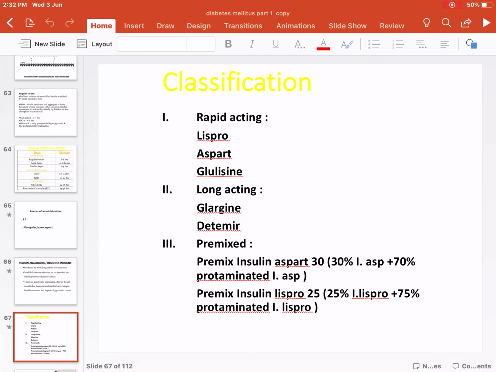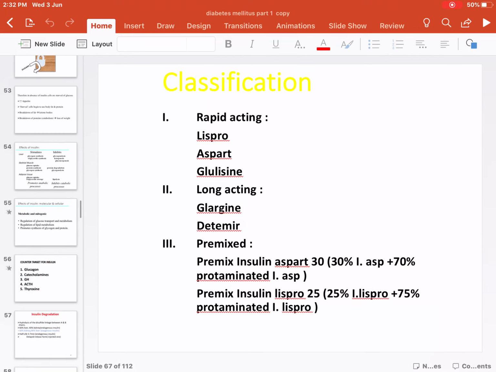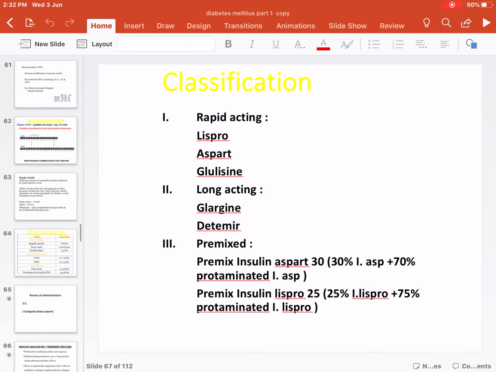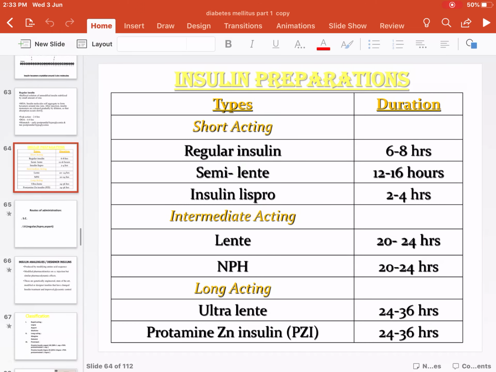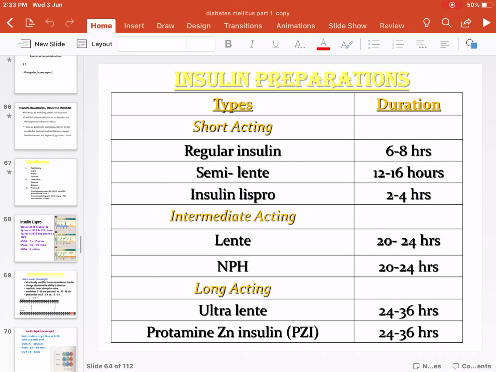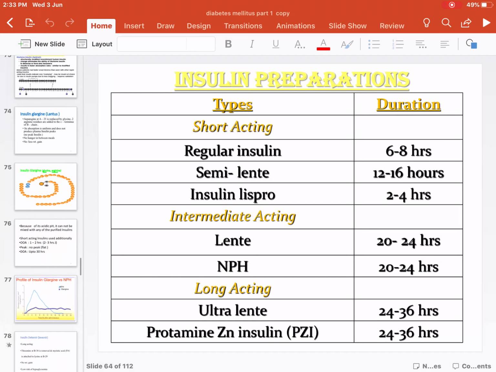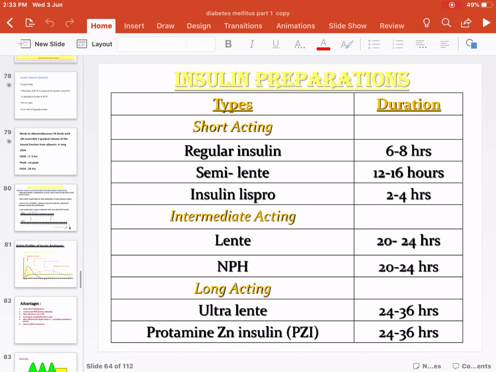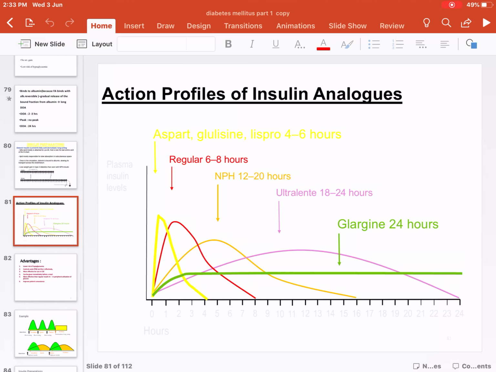So when classification is asked, you have to combine insulin analogues along with the regular insulin preparations, and both of these have to be spoken about. So name all the short-acting insulins: regular insulin, lispro, glulisine, and aspart. Longer-acting insulins: ultralente, protamine zinc insulin, glargine, and detemir. So this is how you classify insulin preparations.